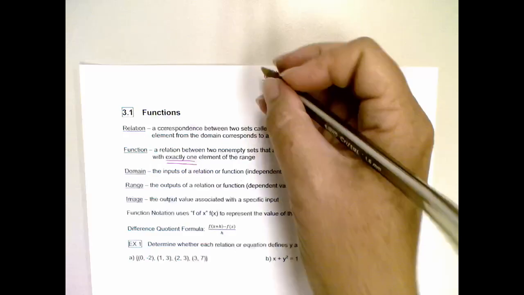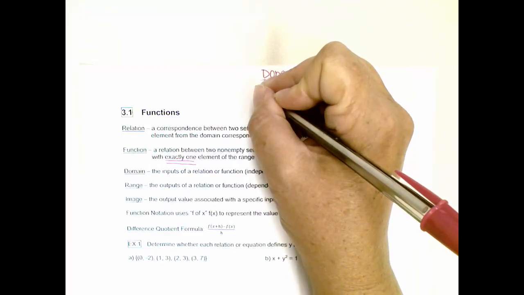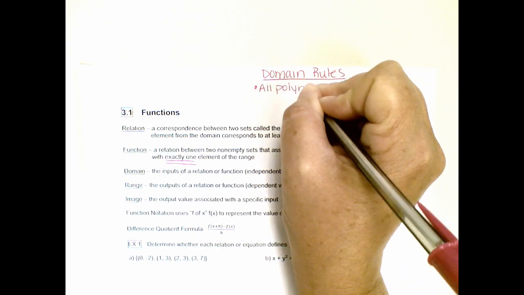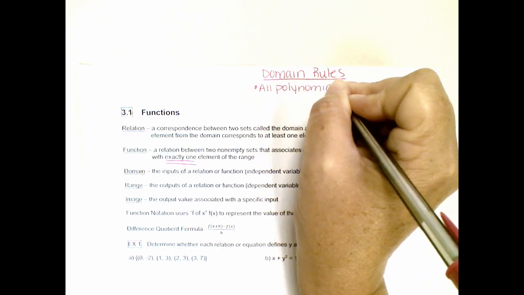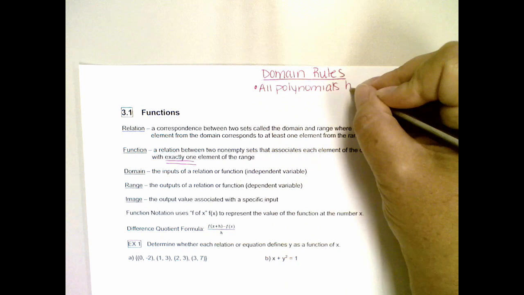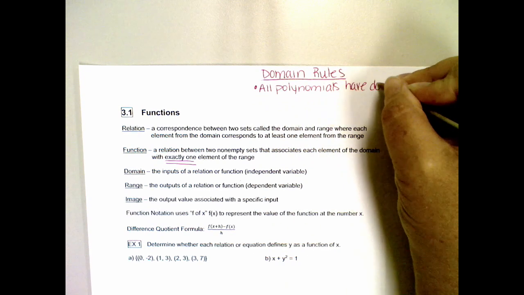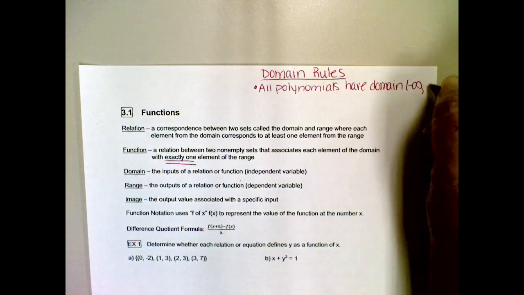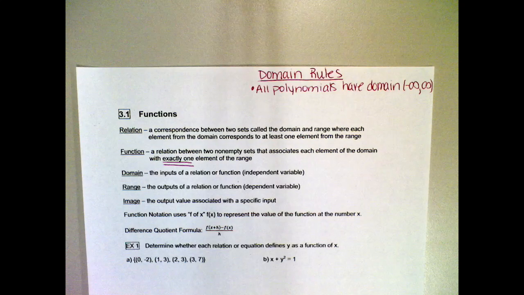First rule of domain that is helpful to remember is that all polynomials have a domain of negative infinity to infinity, meaning all real numbers. Domain can be anything if it is a polynomial.